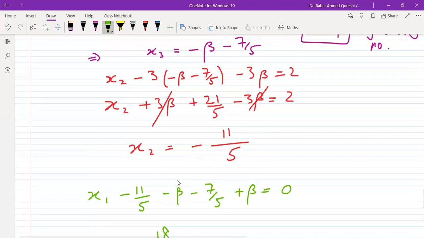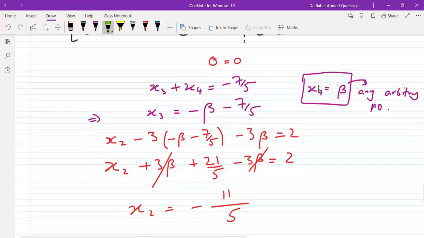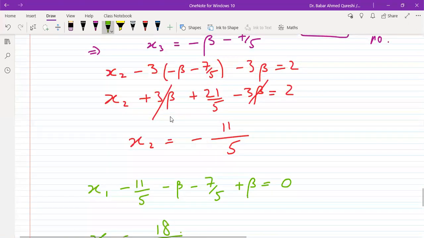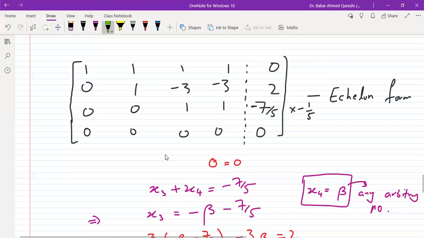x1 is fixed, x2 is fixed in this system, but x3 and x4 are not fixed. There's a relation between x4 and x3. You can pick any value for x4, beta is any real number, and then you can get an x3, which will solve the system. So you have the complete solution. This back substitution was a little bit complicated because there was a free variable. So let's see how the reduced echelon form or Gauss-Jordan works in this case.